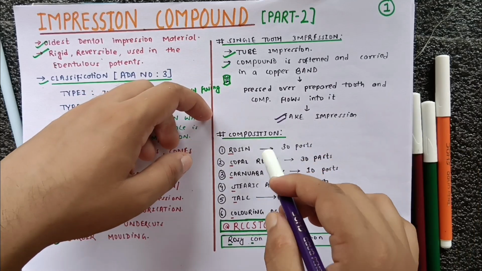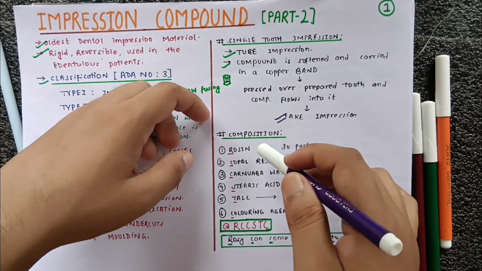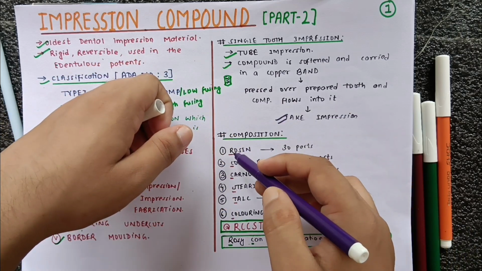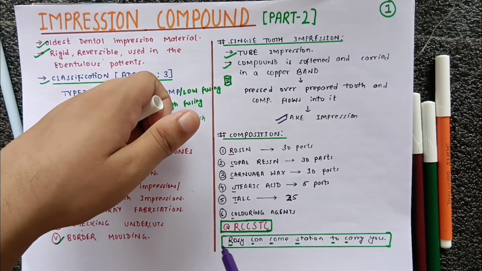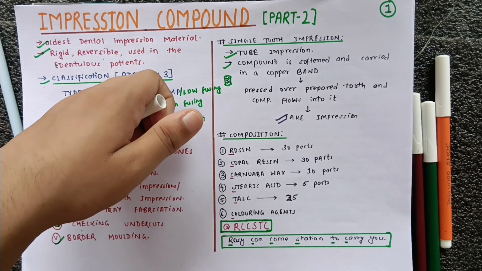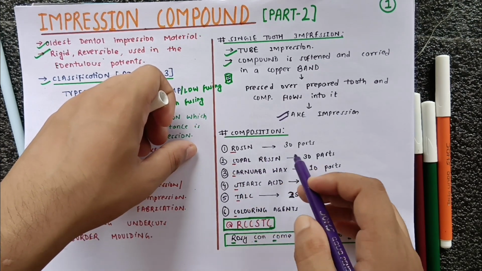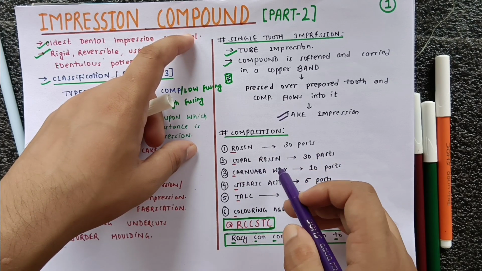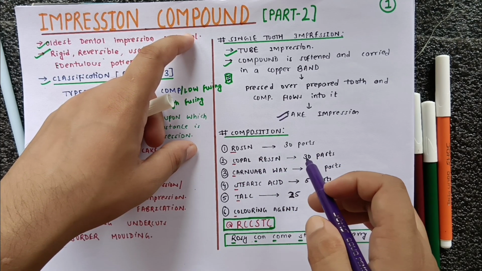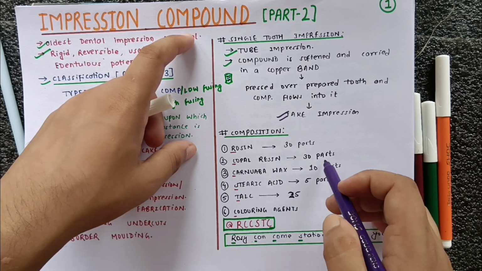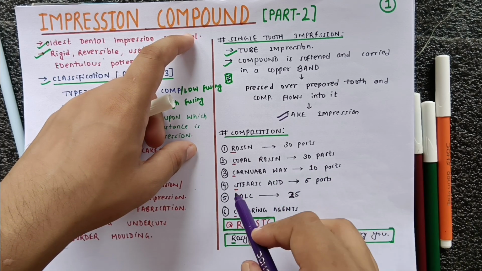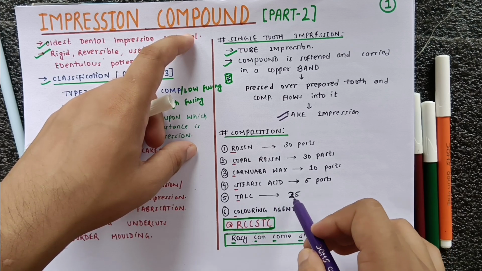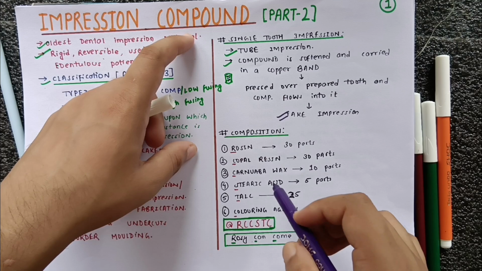After that, the composition section is also very important, so many times they can ask in a viva or in theory exams. As I have written here, the composition, and I have also mentioned the mnemonics. Rosin is used in 30 parts of this impression compound. Copal resin is also included in 30 parts. After that, carnauba wax is 10 parts, and stearic acid is 5 parts. Talc is a filler, 25 parts, and coloring agents are used in this.